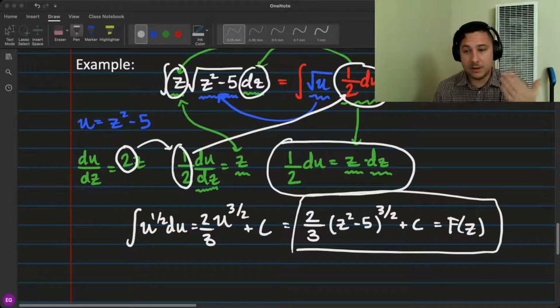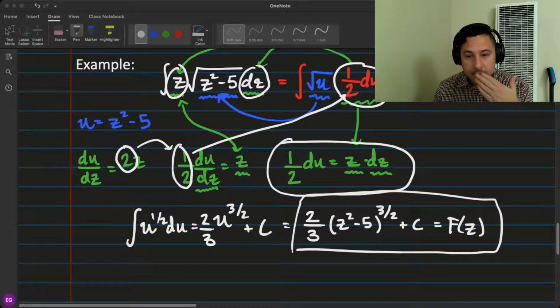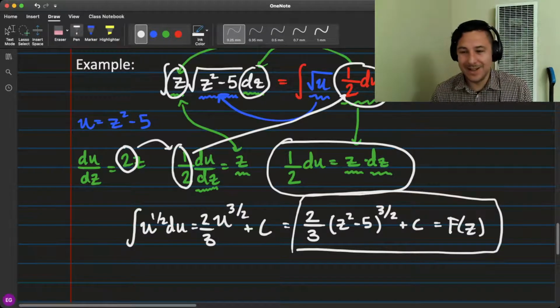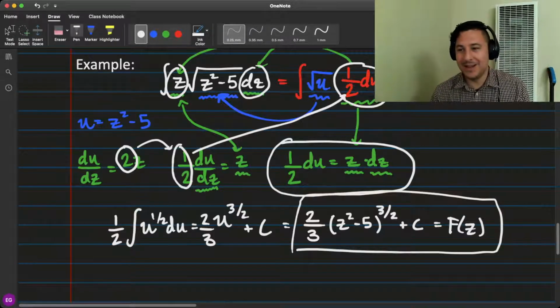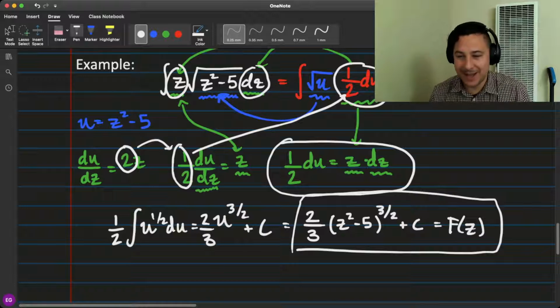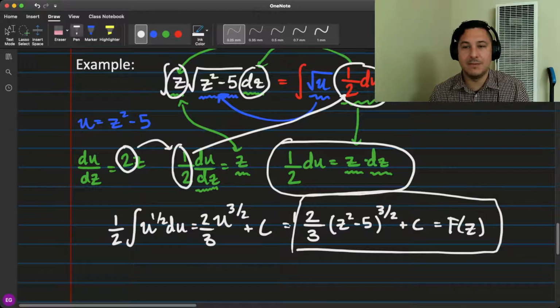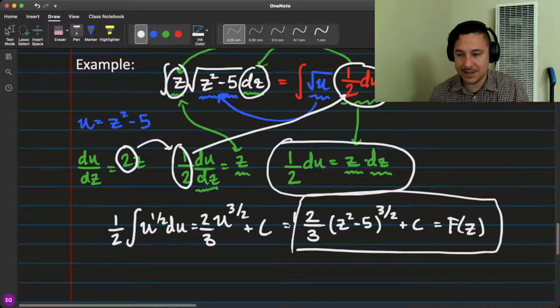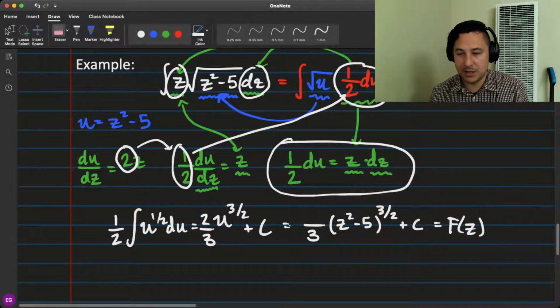Oh, crap. I forgot about the 1/2. Thank you for pointing that out. The 1/2 was like sitting in there and I just completely forgot about it. So yeah, you get... Well, actually, you don't. You get 1/2, and then what's the 1/2 times 2/3? That 1/2 will cancel with the 2. So you actually get 1/3.